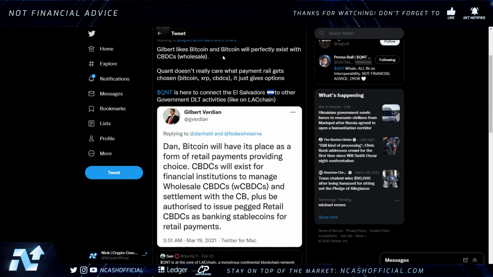We do see Gilbert likes Bitcoin, and Bitcoin will perfectly exist with CBDCs wholesale. Quant doesn't really care what payment rails get chosen. Bitcoin, XRP, CBDCs, it just gives options. QNT is here to connect the El Salvadors to other government activities, like on LAC Chain.